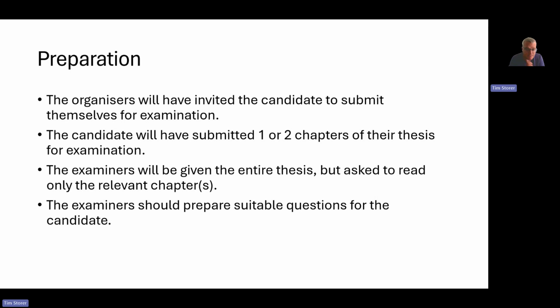So we only ask you as examiners to read through one or two chapters that have been nominated by the candidate, but you do have access to the entire thesis should you want to browse other sections or check up on particular references, for example. And your job as examiners during the preparation phase is to prepare suitable questions for the candidate so that you're ready in the Viva.